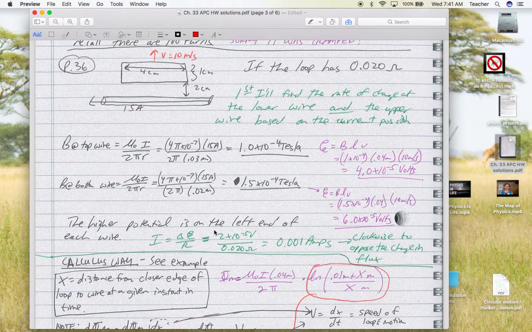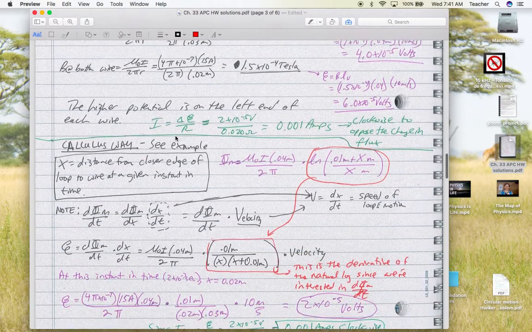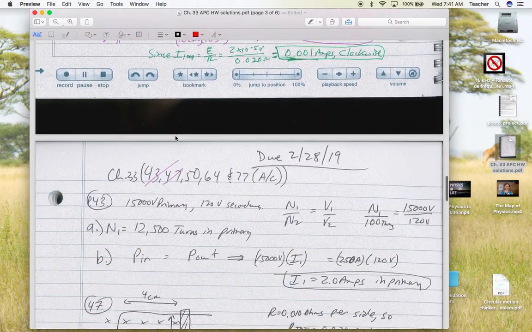So that's the net voltage, which is the difference between the potential difference across both the bottom wire and the top wire. So at any rate, that's 0.2 times 10 to the negative 5th volts divided by the resistance of the loop, and that gets me the current. And that would be clockwise to oppose the net change in flux. I'm going to leave this one for you.